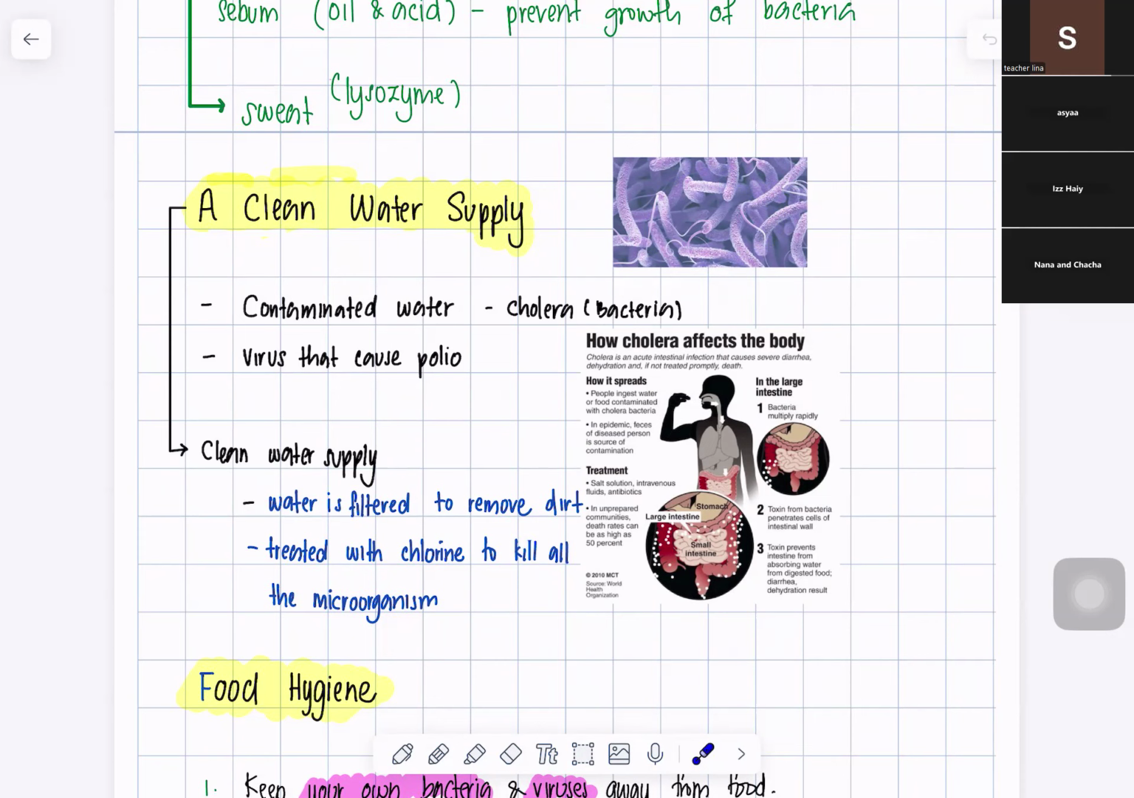So how do we get the clean water supply? The water is filtered to remove the dirt. And then you treat it with chlorine to kill all microorganisms. Why do you add chlorine? Because you want to kill all the microorganisms. So that's why you treat it with chlorine.